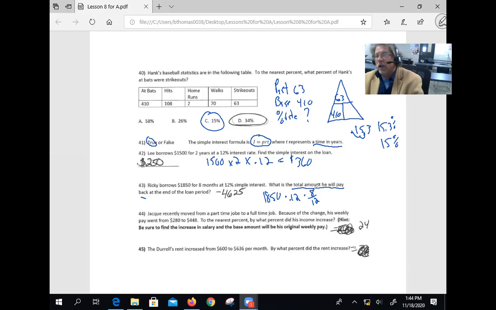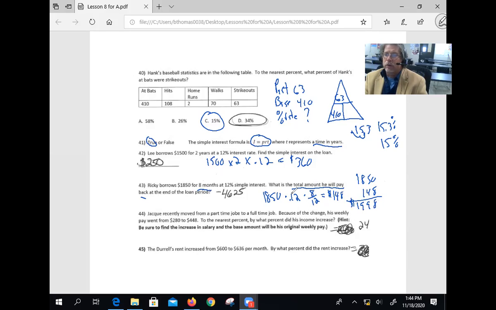I'm getting $148. So that's going to be interest. I still got to add that to the 1,850. So 1,850 plus the 148 is going to be how much he has to pay back altogether. So he's actually got to pay back $1,998. $1,998 is what he's going to have to pay back on that one. So notice how the time is in months. I got to change time into years by making it a fraction. 8 months is 8 out of 12, so a fraction of a year.